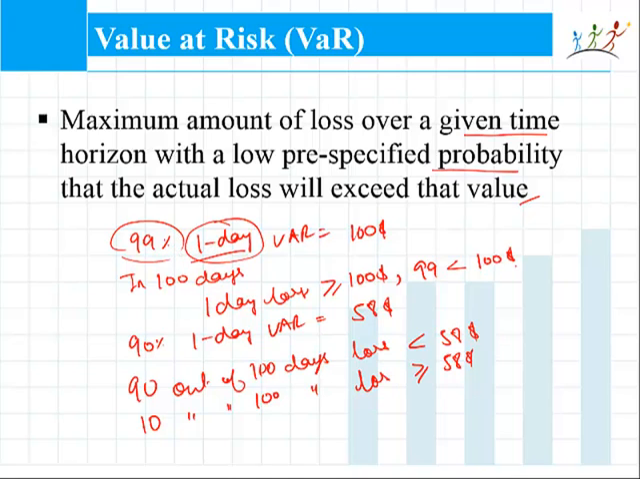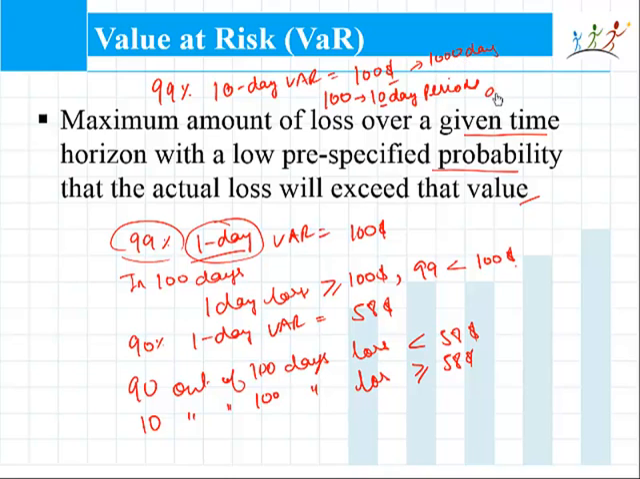Similarly, had I defined 99% 10-day VAR as equal to $100, what this means is that if I take 100 different 10-day periods, so basically over a span of 1000 days, broken up into 100 10-day periods, then in 99 out of those 100 10-day periods, the cumulative loss, or the total loss, will be less than $100, and in one 10-day period, the total loss will be greater than or equal to $100.